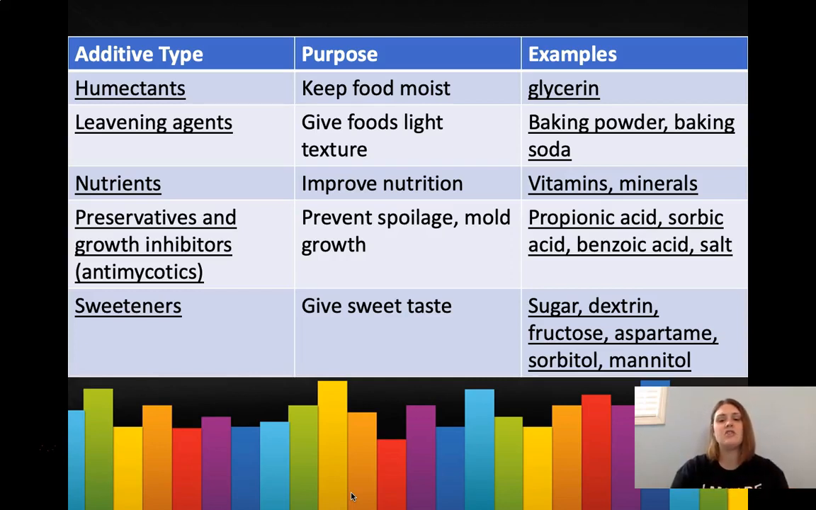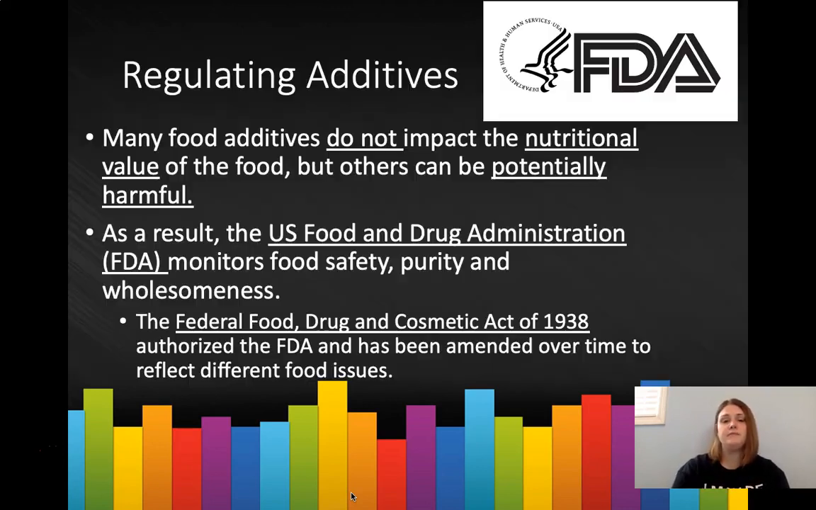And then sweeteners give taste. Sugar, dextrin, fructose, aspartame, sorbitol, and mannitol are those. And we actually have a slide just about artificial sweeteners. But sugar and fructose are not artificial. So fructose, remember, is the sugar that you find in fruit.